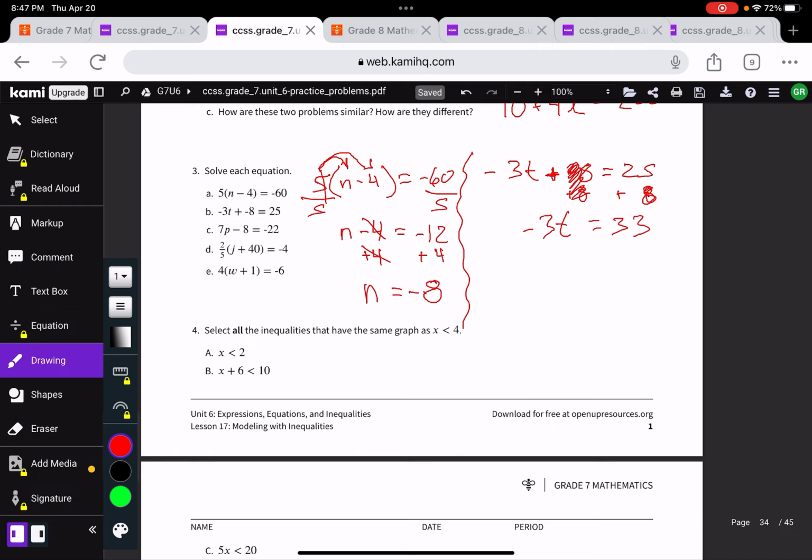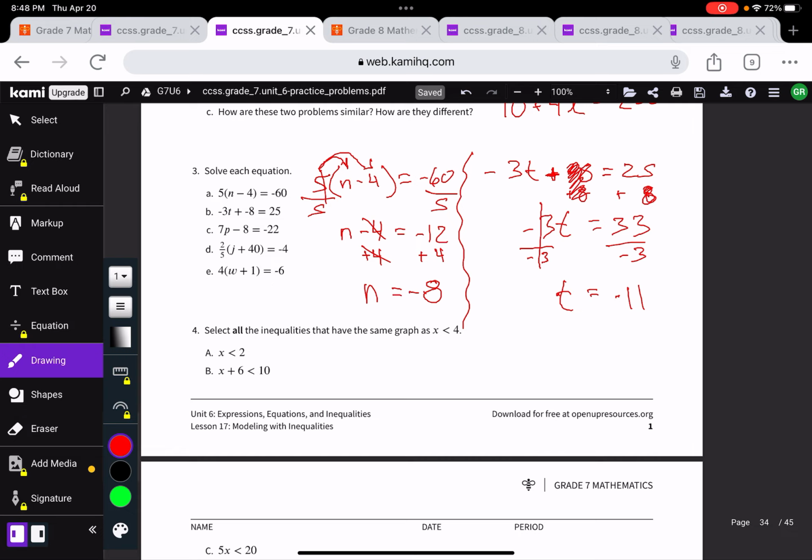Now what? I have negative 3 times t, which means I got to divide each side by a negative 3. Negative 3 divided by negative 3 is just 1. 1t is written just like this, just t. We could write a 1 if we wanted to, but 1t is just a t. And now 33 divided by a negative 3 is 11, except it's negative.